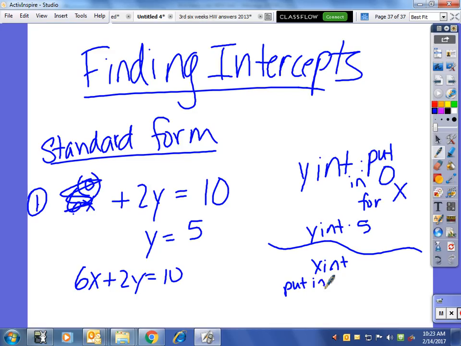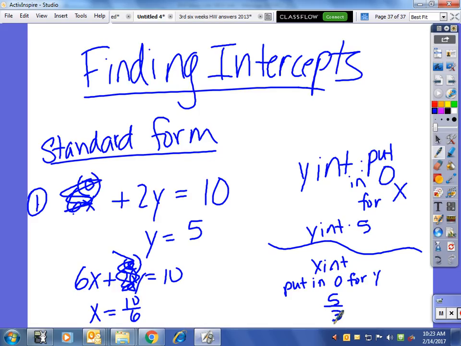So if I want to find an x-intercept, I put in 0 for y. I'm going to put a 0 here for y. What's 2 times 0? So basically the y's disappear. If I'm finding the x-intercept, the y's are going to disappear. 6x equals 10. What does x equal? 10 over 6. I don't mind improper fractions, but that one can be reduced. 5 over 3. So the x-intercept is 5/3.